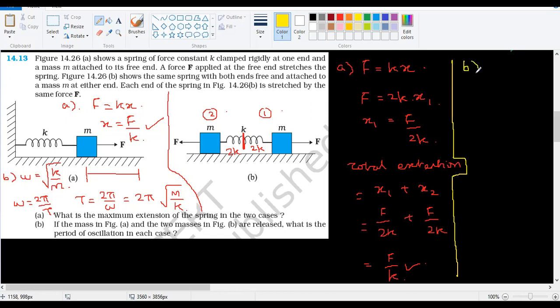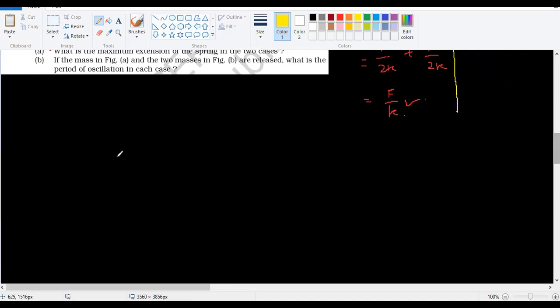So B part would be time period. So time period is 2 pi by omega. Omega is equal to square root of K by M. So K, I told you, for one of the sides, it will be 2K. This might be slightly confusing for you, but I can explain it one more time.